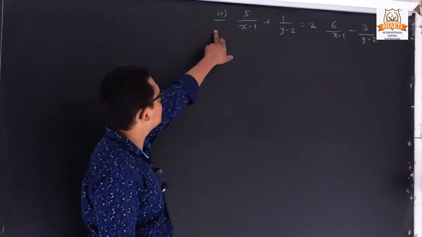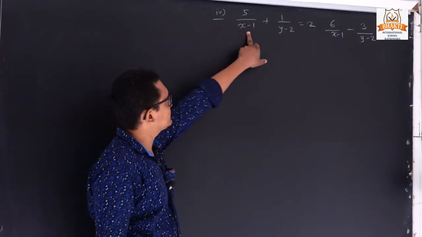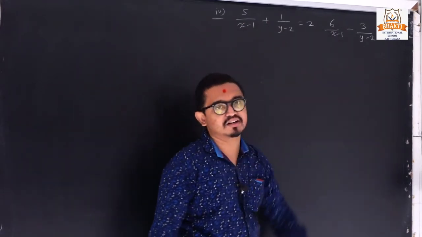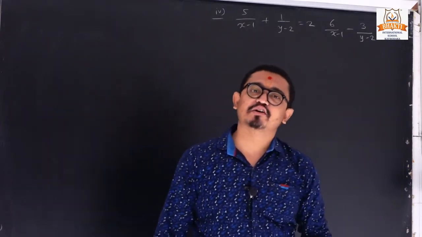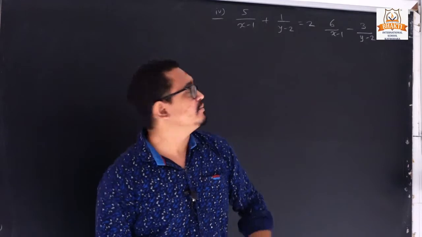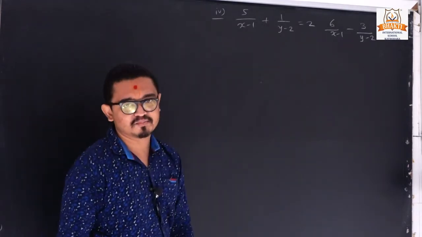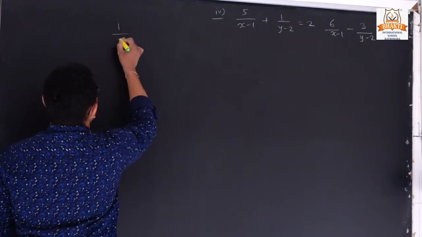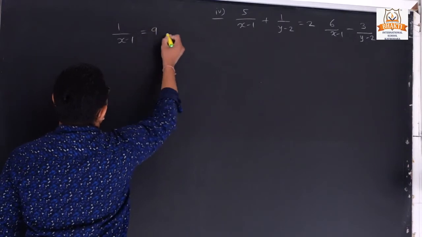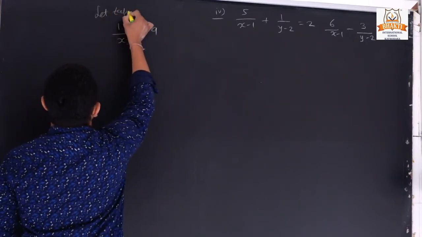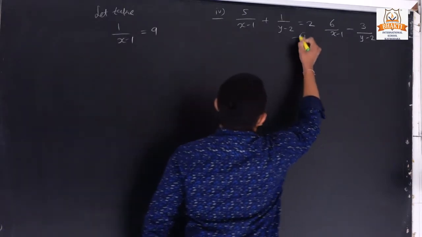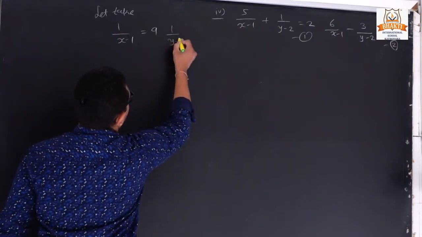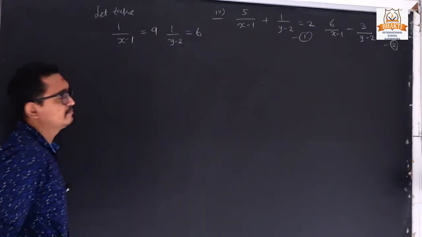Here see that in question number 4, 5 upon x minus 1 plus 1 upon y minus 2 is equal to 2, and 6 upon x minus 1. So up to this, what happened? We have only 1 upon x or 1 upon root x, but this is a different sum from all other sums. So here I am assuming that 1 upon x minus 1 is equal to a. So here we can write let, and we can also declare it is equation 1, and second, and 1 upon y minus 2 is equal to b.